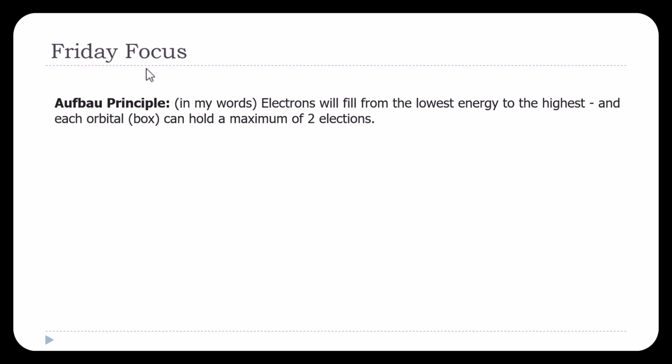So first and foremost is the Aufbau principle. The Aufbau principle has to do with how these electrons kind of file into their homes, into these orbitals. Electrons will fill from the lowest energy level to the highest, and each orbital, or each box, can hold a maximum of 2 electrons.